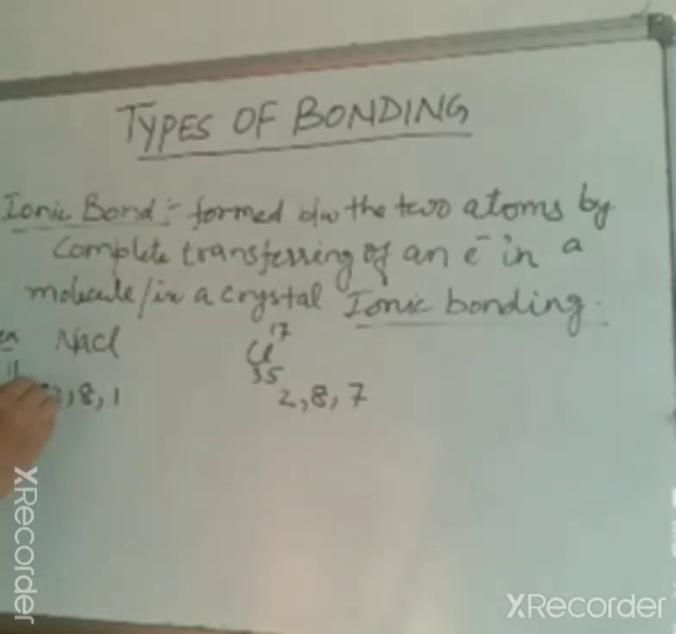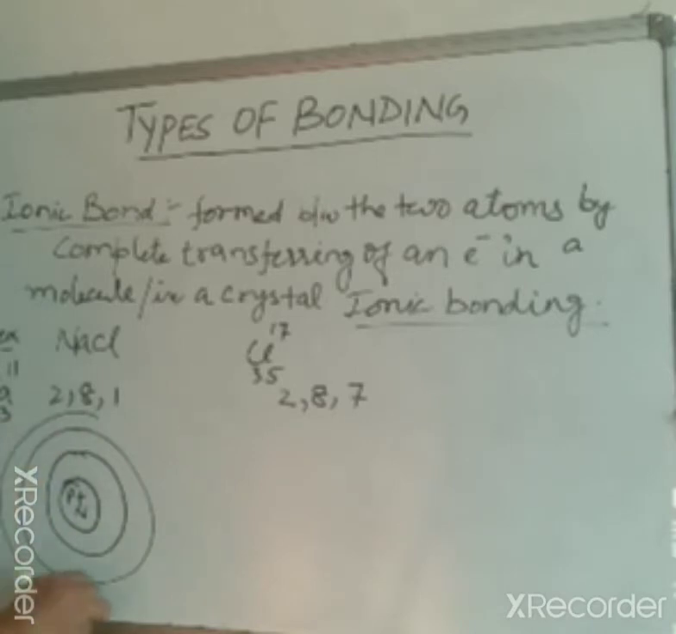So if I draw it like this, this is the nucleus which contains protons plus neutrons of sodium. This is the first energy level, this is the second energy level, and this is the third energy level. The first energy level contains 2 electrons. The second energy level contains 8 electrons.